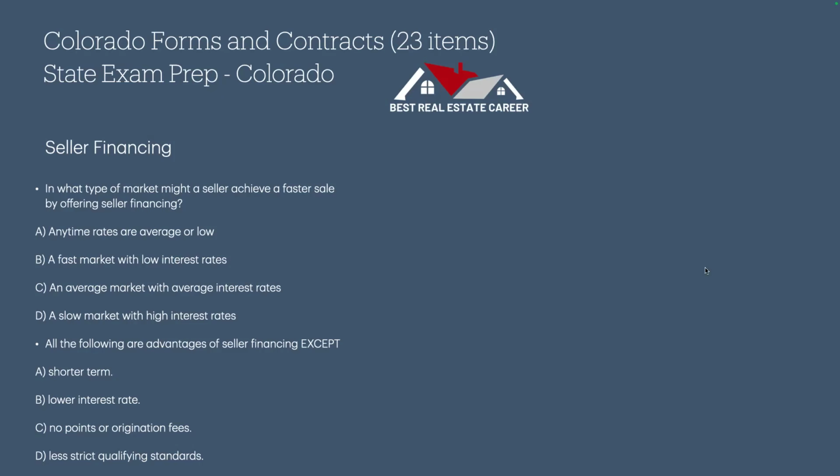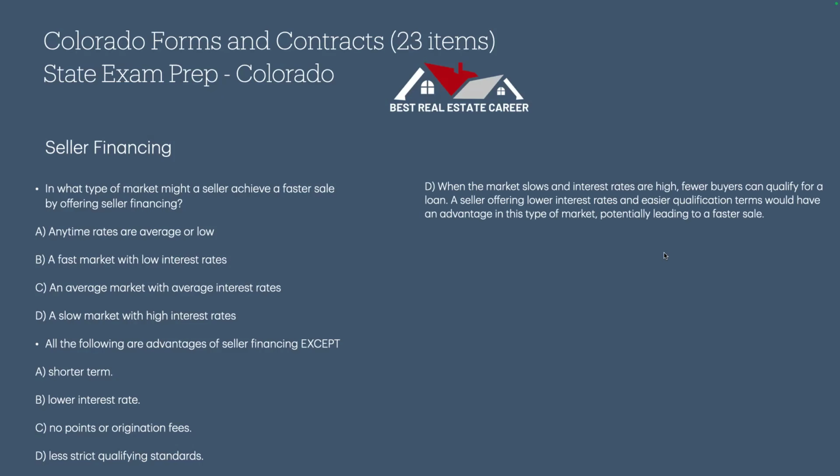All right. So the market that we're in, right? The market that we are in today is a slower market with high interest rates. When the market slows and interest rates are high, fewer buyers can qualify for a loan. Guys, we live in Colorado. We have one of the highest price points in the United States. And so with interest rates being what they are, there's fewer qualified buyers out there. And so people try to figure out ways that they can make deals work. And that's where we fall into some of this stuff. A seller offering a lower interest rate and easier qualification terms would have an advantage in this type of market, potentially leading to a faster sale.